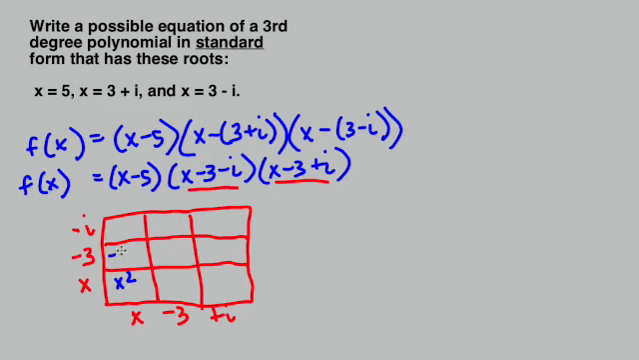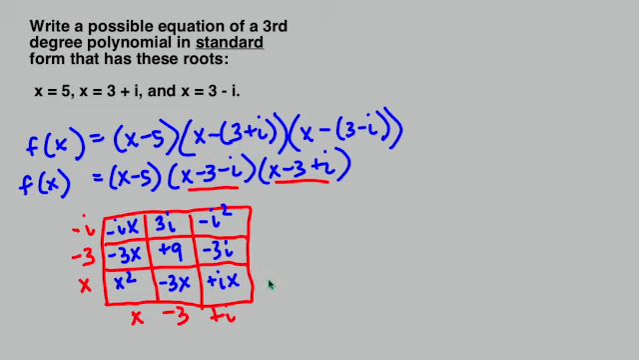x times negative 3 is negative 3x. And x times negative i is negative ix. And once again, I know this looks ugly, but stick with me here. Negative 3 times x is going to be negative 3x. Negative 3 times negative 3 is a positive 9. And negative 3 times negative i is a 3i. And we're going to continue on here. i times x is a positive ix. i times negative 3 is negative 3i. And then finally, i times negative i would be negative i squared.